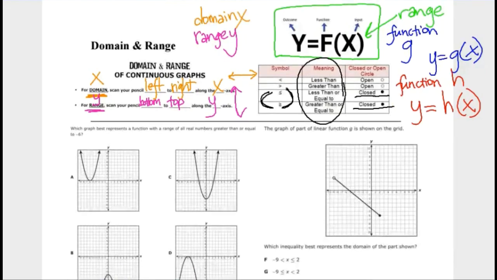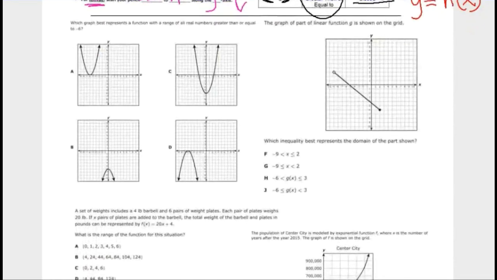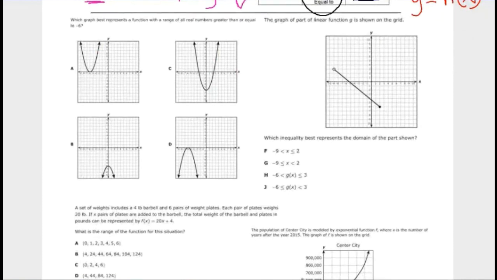So now that we've gone over some basics, let's look at some STAAR questions to get you ready for this test. All right, so first on the upper left-hand corner, we have this question: which graph best represents a function with a range? So let's underline range, and right away we have to remember to put a y on top. Range is y. All real numbers greater than or equal to -6. Now I'm going to circle greater than or equal to -6.